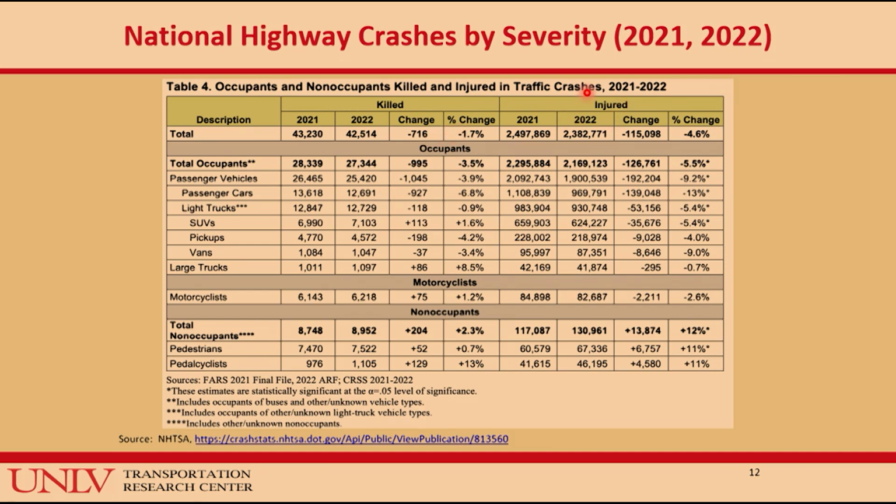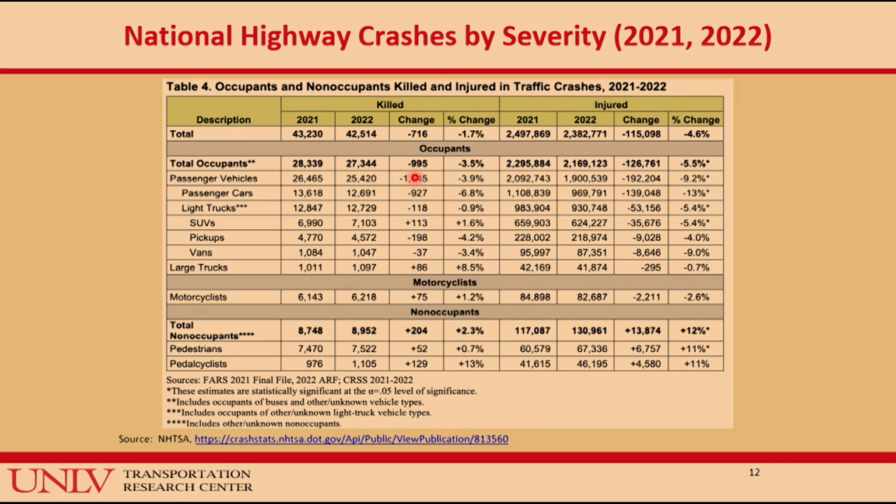The second set of columns the same for the 2 years, the numbers injured, the actual change in numbers and percent change. So what you have is total occupants killed in 21 were 28,000 and non-occupants were 8,800 approximately. And within occupants you have in passenger vehicles there were 26,000, of which cars were 13,000, trucks were 12,000, and so on and so forth. We can slice it and dice it.